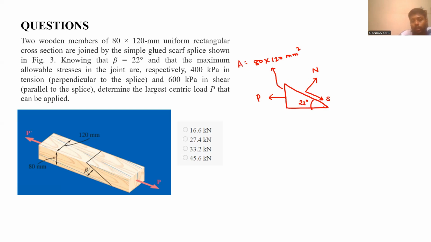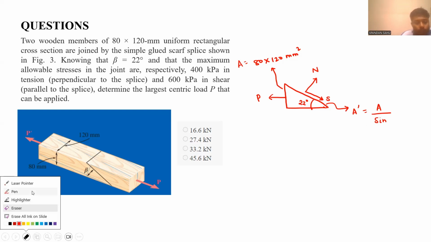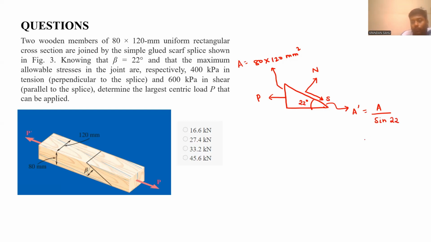Now, what will be the area of this? If I write this to be A prime, this will be how much? A by sine beta, or sine 22°. So what you can write is 80 into 120 by sine 22°. So please calculate the value.